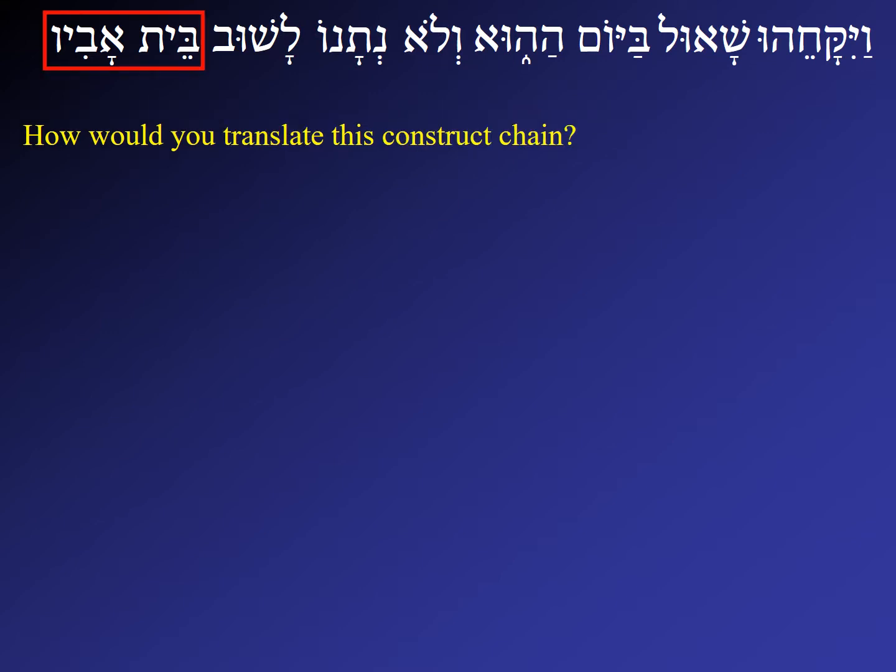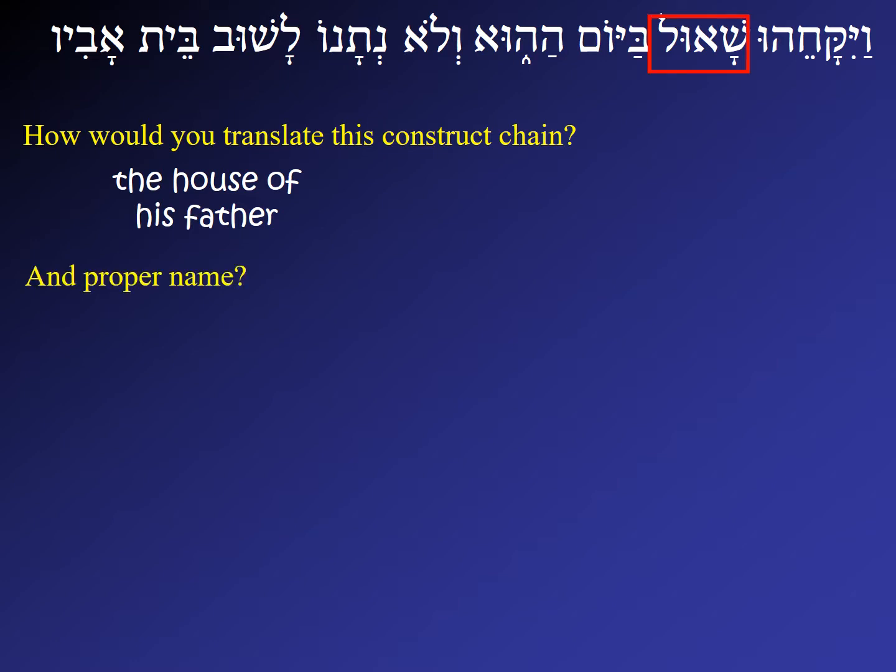Well, let's start with a few things that are fairly straightforward. So we can start with this construct chain at the end of the sentence. Bet aviv simply means the house of his father. Beit, house, aviv, his father. Proper name at the beginning of the sentence, Shaul, is Saul. And then this particle velo simply means and not.